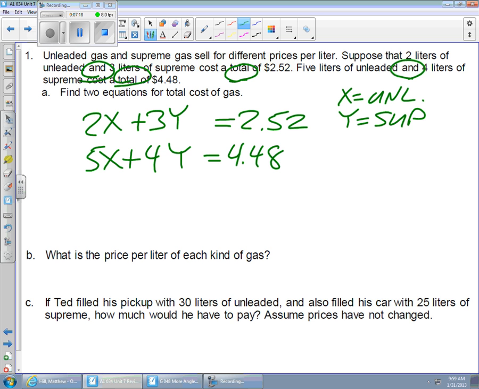So from here, all we need to do is, it says find 2 equations. So part A is done. B, what is the price per liter of each kind of gas? Well, in order to figure out what the price is, we're going to have to solve it. We need to know what X is and we need to know what Y is. So that means we're going to go to our calculators. But before we do that, we're going to have to get our equations into slope-intercept form so our calculator can work with us on it.